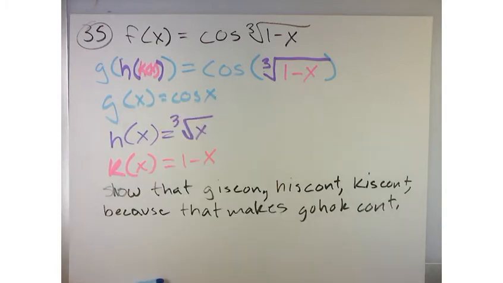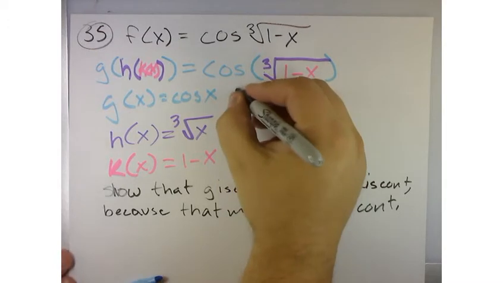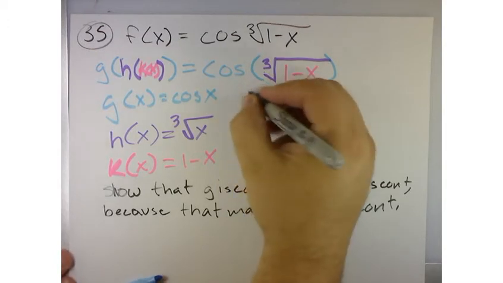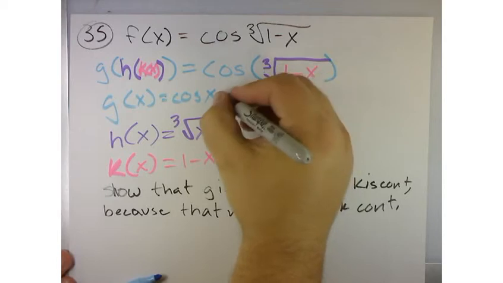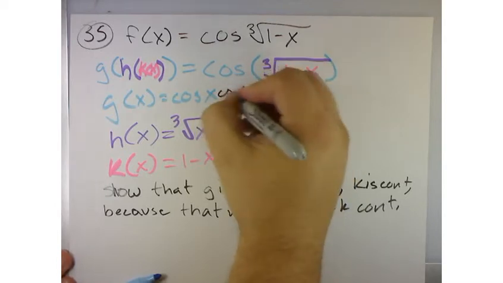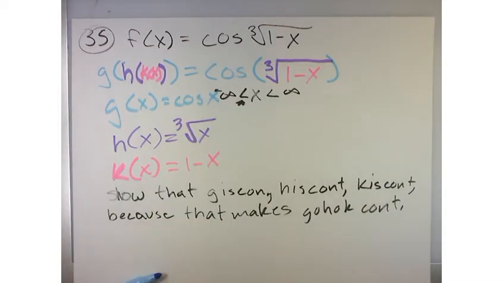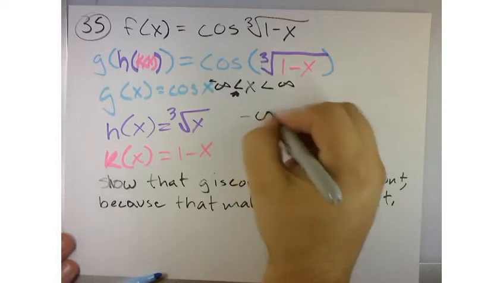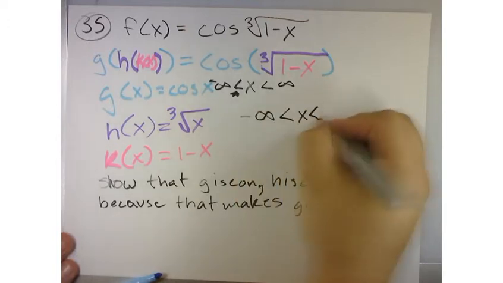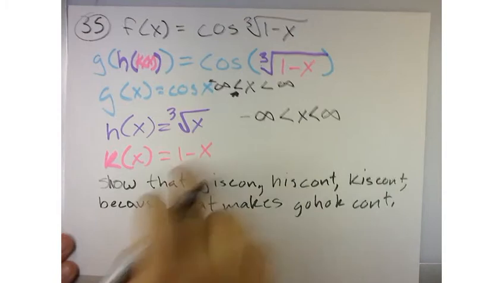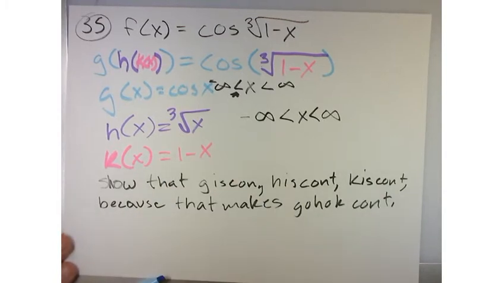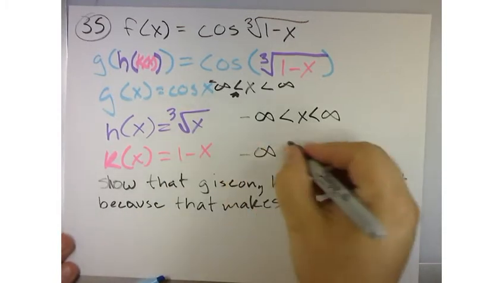So now, is cosine of x continuous? Yes. What's the domain for that? X is all reals, right? It goes from negative infinity to positive infinity. Can I take a cube root of a negative number? Yes, you can. When it's a cube root, you can. So this is also all reals. And we'll verify these things graphically too. 1 minus x. Any restrictions in the domain? No. All reals, continuous.